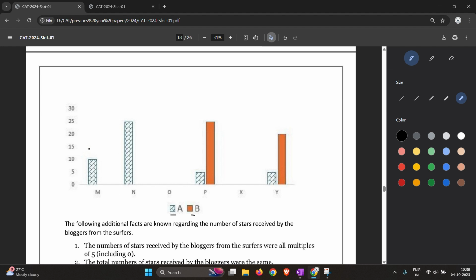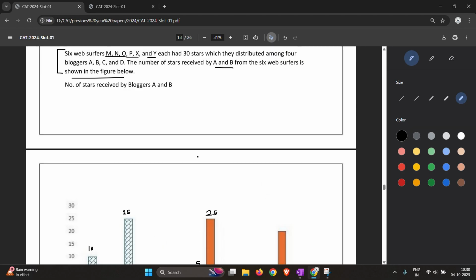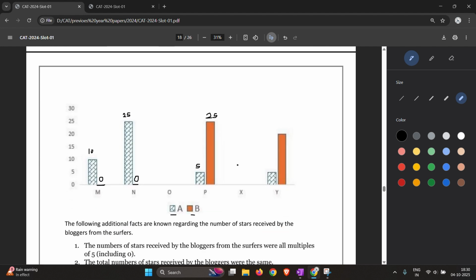So M gave 10 stars to A and he gave 0 stars to B. So this is over here, it is 0. We don't know about C and D. N gave 25 stars to A and 0 stars to B. P gave 5 stars to A and 25 stars to B. So P used all his stars since there are only 30 stars with each web surfer. He gave 0. X gave 0 to both A and B.